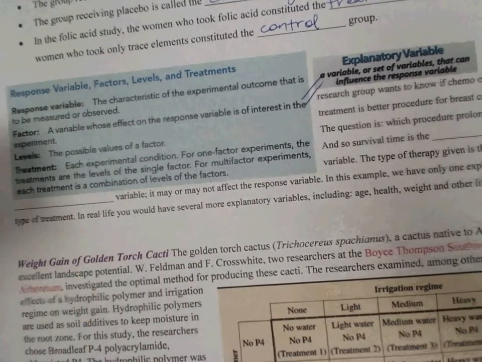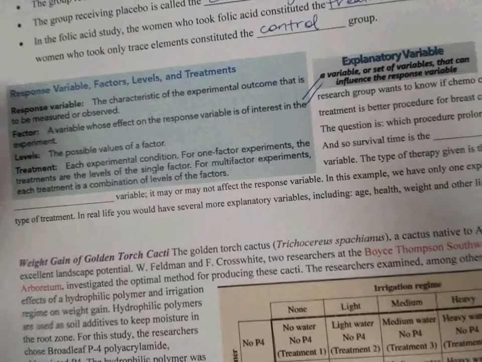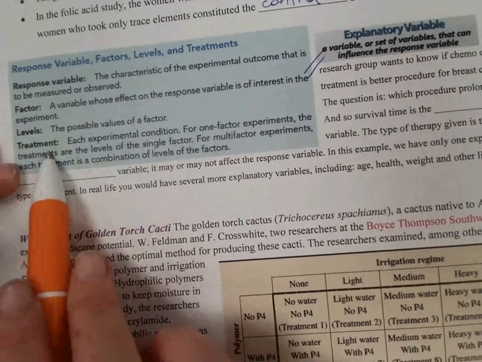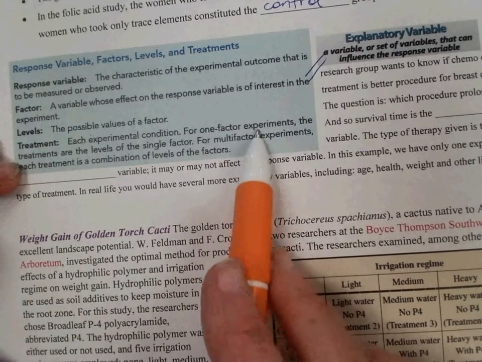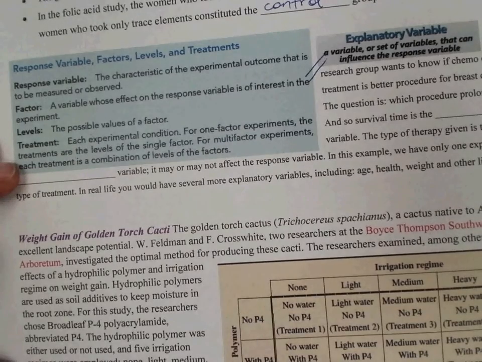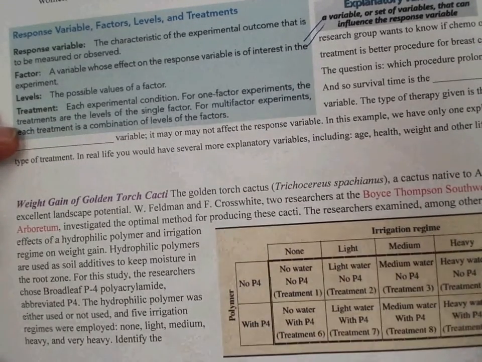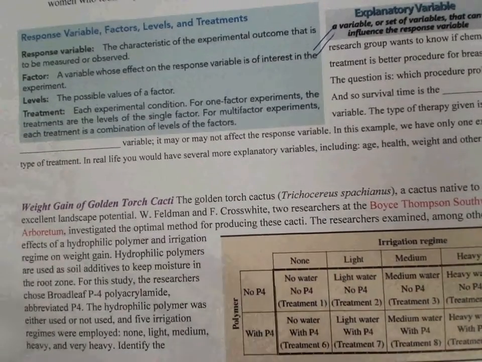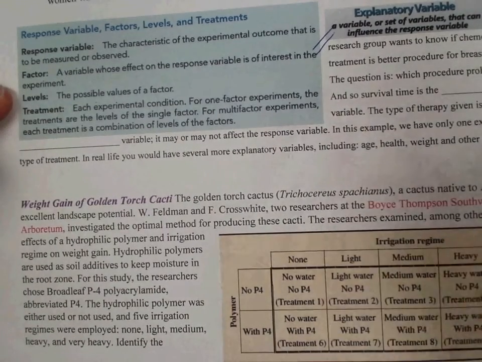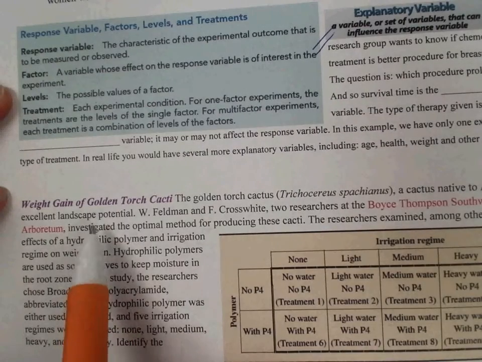Then we have levels, the possible values of a factor. So those levels would have been country, rap, classical, or, well, no music was the control. And then the treatment is each experimental condition. In our case, it was very simple, so it would have been the same thing. The treatment and the levels would be the same. In this example below, you'll see that there's more going on, and we'll have different treatments because we have different factors.